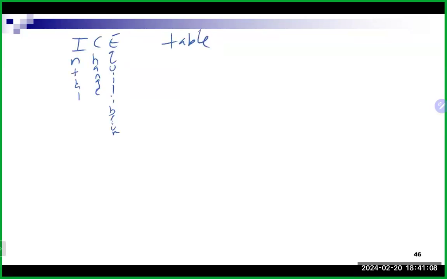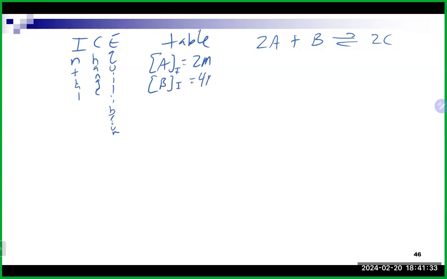Well, let's just say we have this reaction here, 2A plus B goes to 2C or something like that. And let's just say that initially we had an initial concentration of A of 2 molar and an initial concentration of B, we'll go with 4 molar. And we want to know the equilibrium concentrations of everybody once we reach equilibrium.